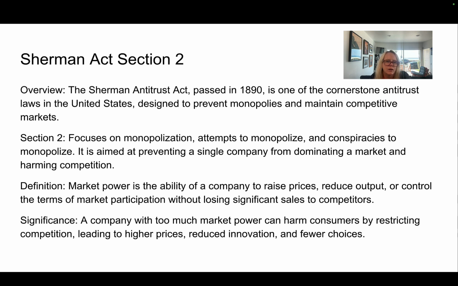The Sherman Act of 1890 is the big piece of antitrust legislation. Section 2 focuses on monopolization, attempts to monopolize, and conspiracies to monopolize. It is aimed at preventing a single company from dominating a market, thereby harming competition. Market power is the ability of a company to raise prices, reduce output, or control the terms of market participation without losing significant sales to competitors. Companies with too much market power can harm consumers by restricting competition, which leads to higher prices, reduced innovation, and fewer choices in the marketplace.